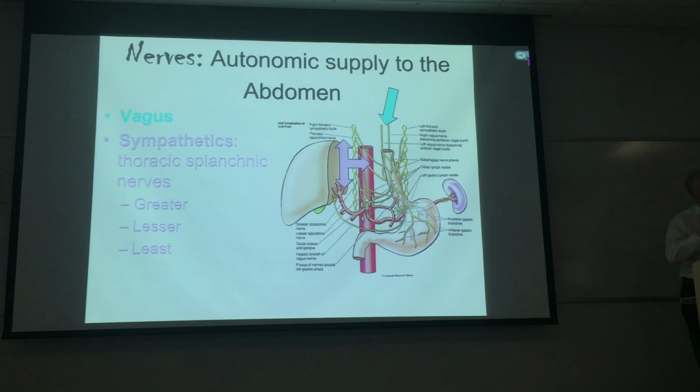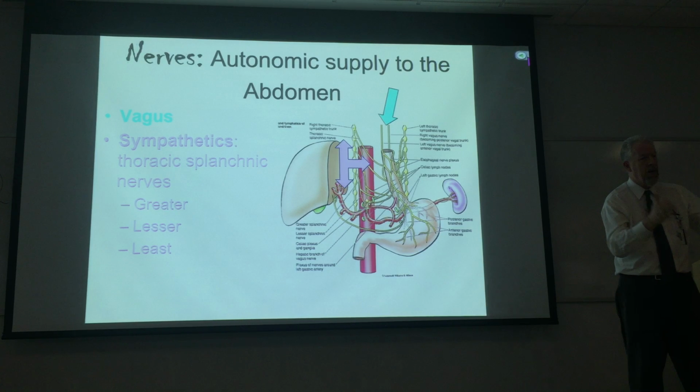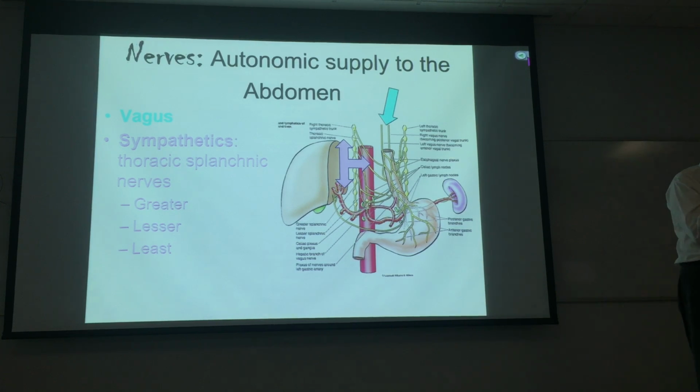All right, so this might be one of the last things we do: autonomics to the GI tract. It depends if I'm talking sympathetic versus parasympathetic. Sympathetic innervation to the GI tract, or basically the abdominal cavity, is going to come from the thoracic splanchnic nerves.